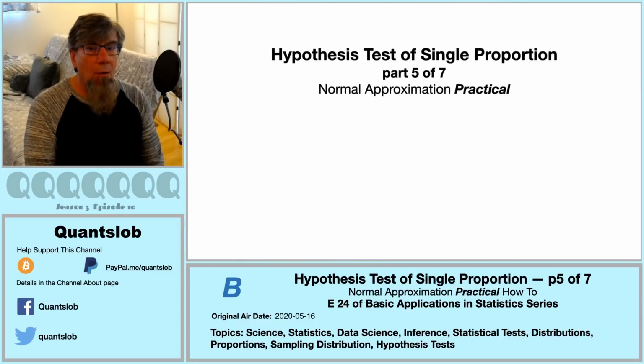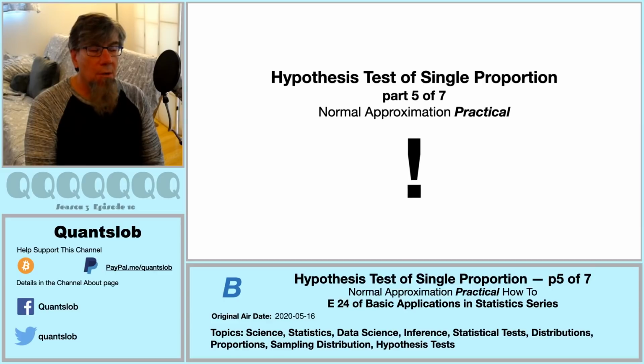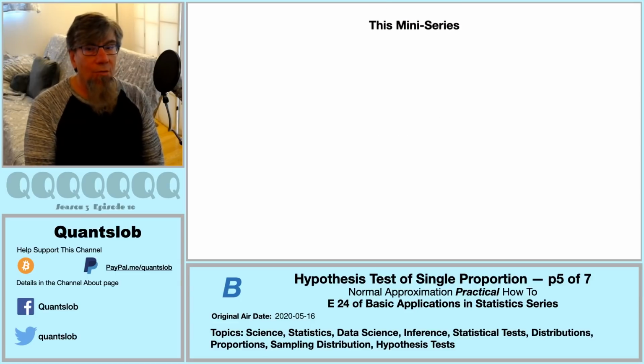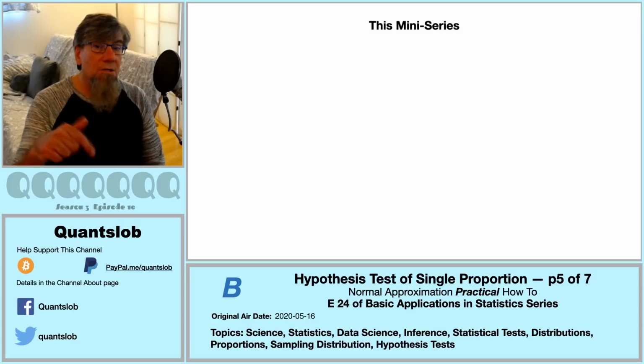This time around, we're going to power on with part 5 of our practical series on hypothesis testing of a single proportion, picking up right where we left off in part 4. Now, if you want to enjoy all the thrills and chills, I suggest you watch this mini-series in full. You can find it playlisted under the Quantslob channel playlist tab down there.